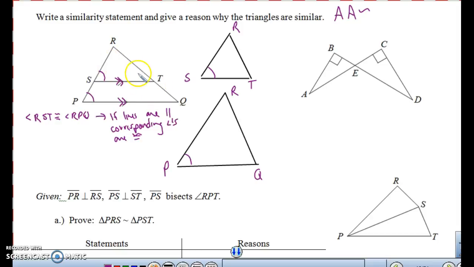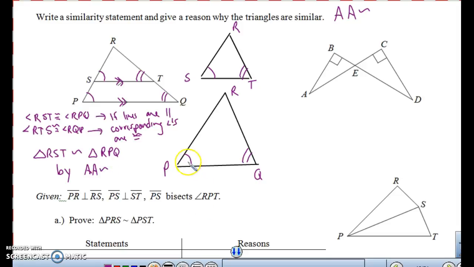Okay, now is the same thing true for RTS and RQP, these two angles right here? Yeah, it is. So I can also say those two angles are congruent. So angle RTS is congruent to RQP for the same reason. So I have proved that two pairs of angles are congruent. So that means that triangle RST is similar to triangle RPQ by angle-angle similarity. I've proved that two pairs of angles are congruent.